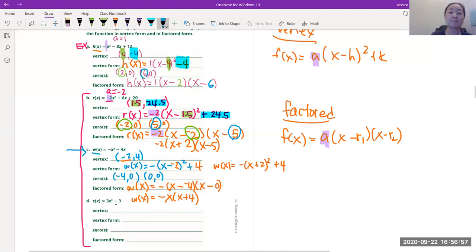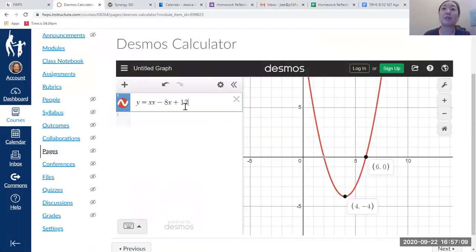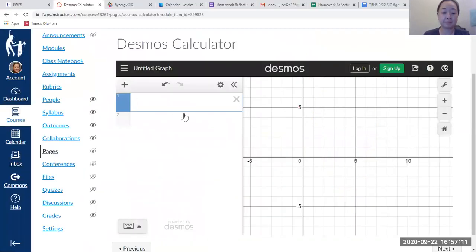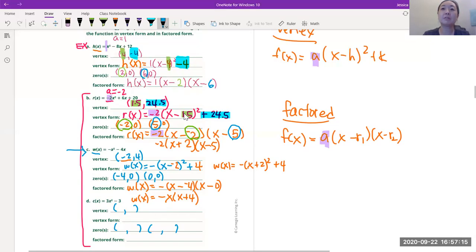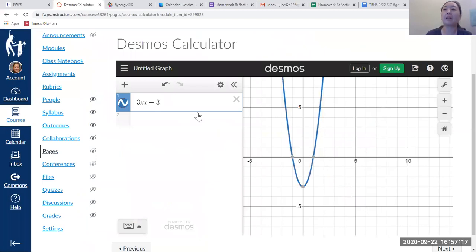So our vertex and our zeros, what could they be? If you haven't done it yet, you should pause. All right, so it's going to be 3x squared minus 3. Okay, I technically didn't do that, so I'll do that right now. Was it minus 3? 3x squared minus 3, yep. Okay, so here we go.